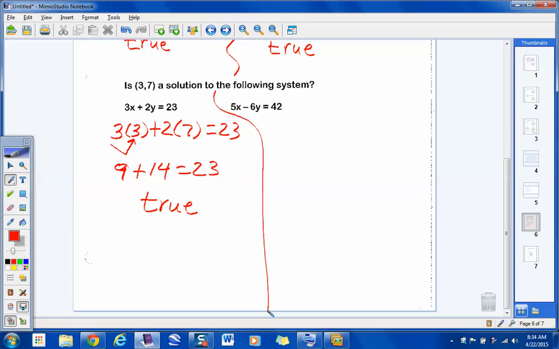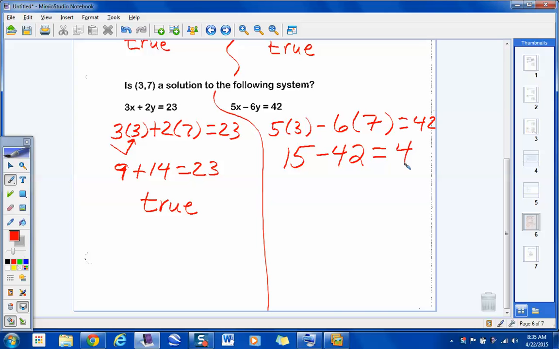3. 5 times 3, right? What are you throwing in for y? 7. Well, I know if that's equal to 42. So some quick arithmetic. What's 5 times 3? 15, right? Guys, is 15 minus 42 equal to 42? No. No, that's false, isn't it? This is the one where you get a false statement.